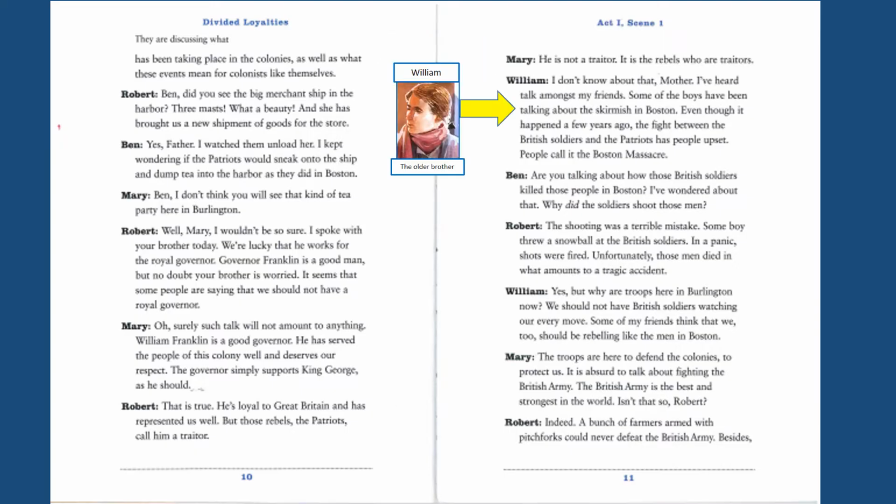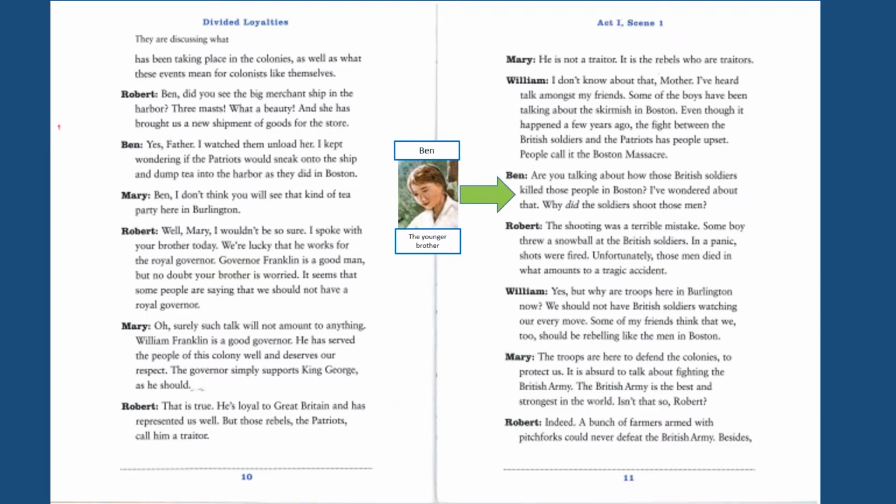I don't know about that, Mother. I've heard talk amongst my friends. Some of the boys have been talking about the skirmish in Boston. Even though it happened a few years ago, the fight between the British soldiers and the Patriots has people upset. People call it the Boston Massacre. Are you talking about how those British soldiers killed those people in Boston? I've wondered about that. Why did the soldiers shoot those men?